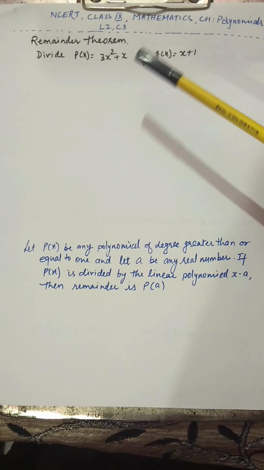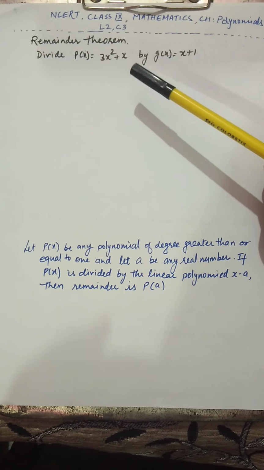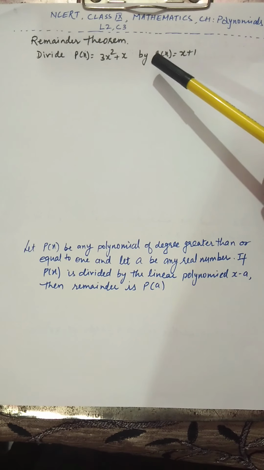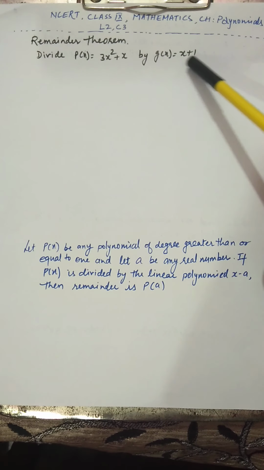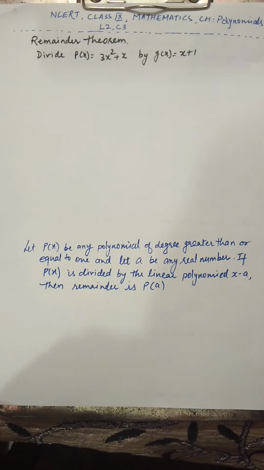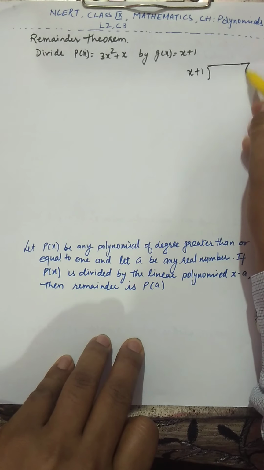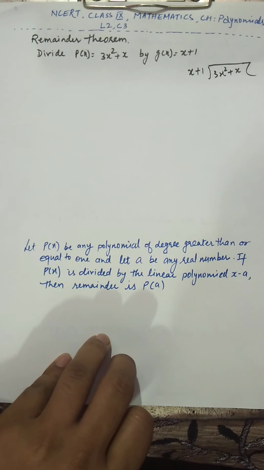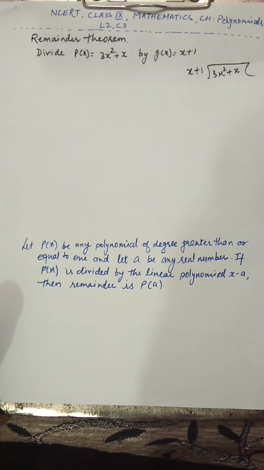Now we are going to learn a very important result of this chapter, and that result is the remainder theorem. What is the remainder theorem? We'll discuss all of it, but first we do this small part: divide this polynomial by this g(x). You have done long division in class 8, so I'm using long division and solving it. So this is 3x² + x. Those who are not comfortable doing this long division, let me know. I'll explain it to you once again.